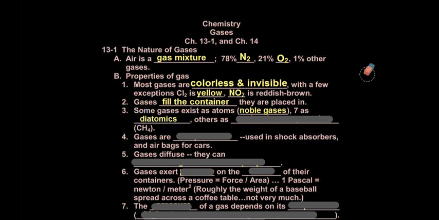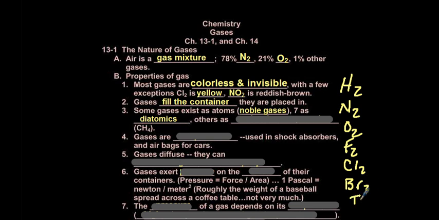Those are H2, N2, O2, F2, Cl2, Br2, and I2. We, of course, refer to these as the Magnificent Seven, and those are our 7 diatomics. And then there are other gases that are molecular compounds like CH4 or CO2 or let's see what others are there. NH3 can be a gas, and so on.